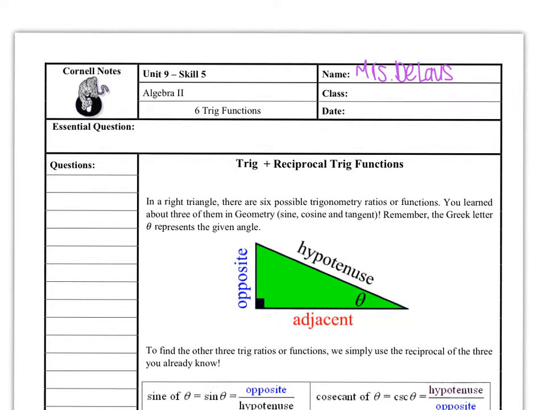Hi guys, it's Mrs. DeLoss, and we are looking at Unit 9 Skill 5 today, where we're talking about the 6 different trig functions. So our essential question is, how do we find all 6 trig functions?